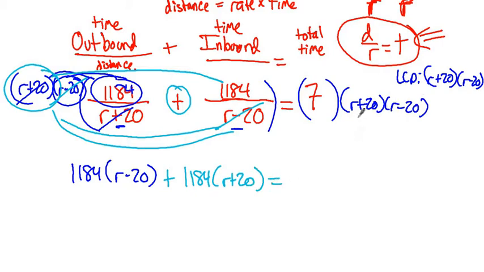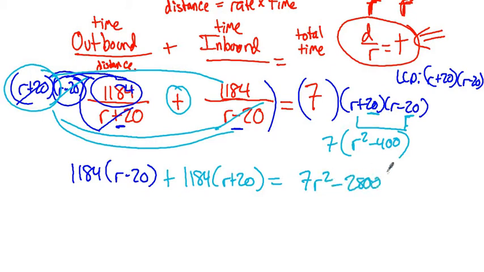Okay, on the other side, it would be easier to do this first, because that's a difference of squares. If you FOIL that, you'll get r squared plus 20r minus 20r, those will cancel. And then 20 times negative 20 is minus 400. And then we still have that 7. When we distribute the 7 there, we'll have 7r squared minus 7 times 400, which is 2800. So that's what we have so far.